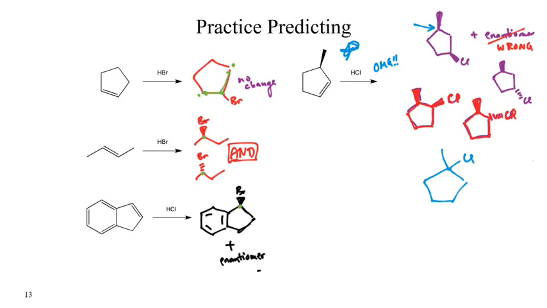A lazy way to get through this would be to just say plus enantiomer. Because if we look at the above, the relationship between those is that they are enantiomers. So we have a nice cop-out for it. We could just write plus enantiomer.